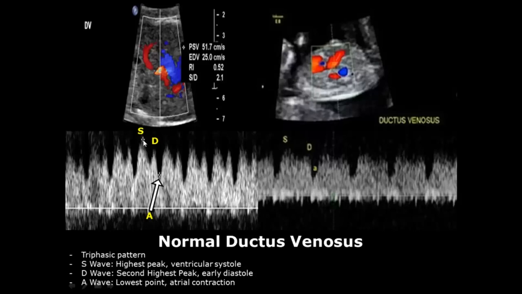It exhibits forward flow. There are 3 specific points on this pattern. The highest peak is called the S wave. It represents ventricular systole. There is a sharp increase in velocity for a short amount of time. The second highest peak is the D wave. It represents early diastole. And the A wave is the lowest point and it represents atrial contraction. The entire blood flow is in the forward direction.